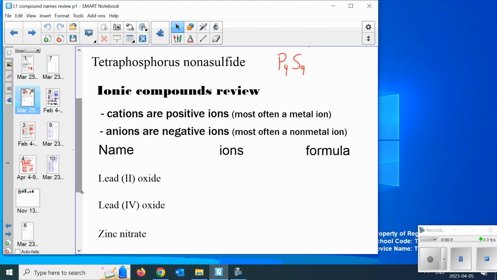Ionic compounds tend to be, well, they have to be cations. You guys familiar with the word cations? Yes? No? You've heard it. I don't think you've memorized it. Anions are negative. Cations are positive. Most often, the cations are going to be metals.